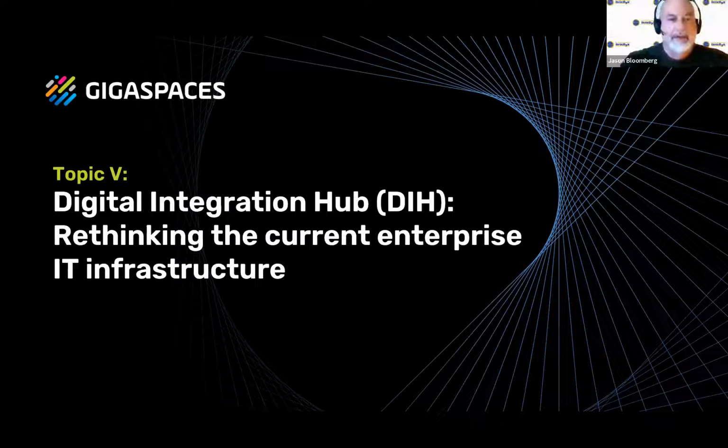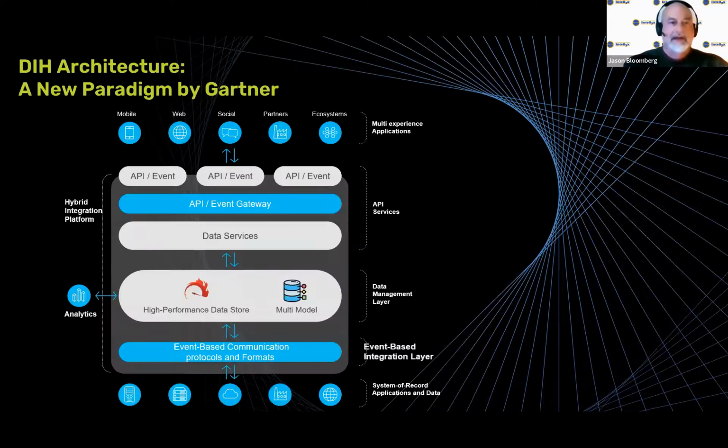So let's move to the next slide because we have this compare and contrast between the two diagrams. If you squint at this diagram, it looks a lot like the previous one, the traditional architecture. But if you look more closely, you'll see some fundamental differences. The real fundamental differences between the DIH architecture and the HIP or the traditional architecture are at the data management layer and the event-based integration layer. Right at the top, we have the API gateway, although now we're adding an event gateway to it. So that's an important point as well.